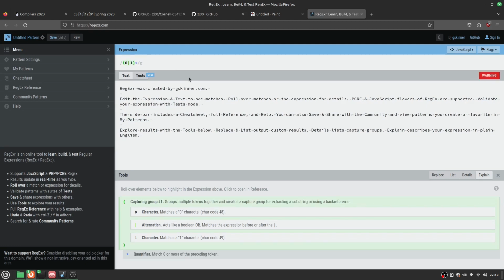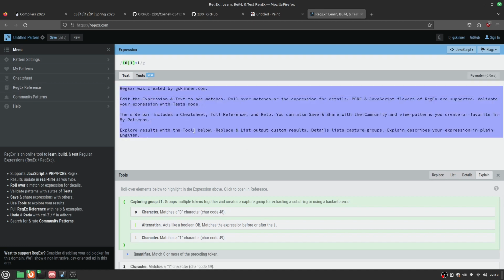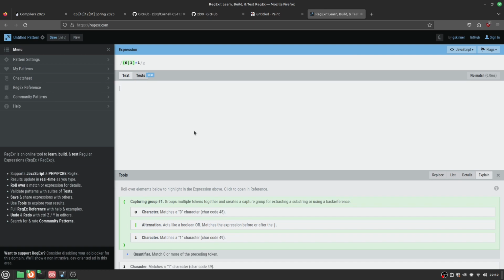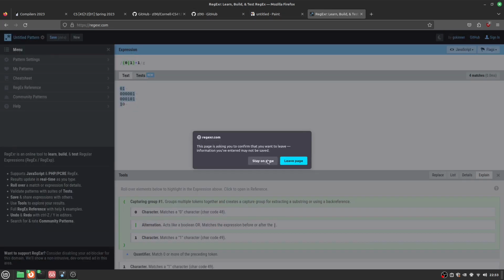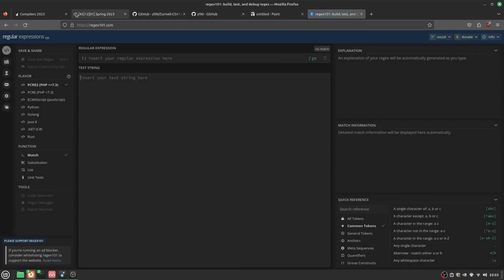Zero, 1. Kleene closure of that. Concatenate with 1. Should match 0, 1. But should match 0, 0, 0, 0, 0, 1. 0, 0, 0, 1, 0, 1. Should not match 1, 0. Yeah, okay, it doesn't. Right. It's saying it doesn't match. It's just saying that that specifically matches. Right, okay. Just misunderstanding. All right.